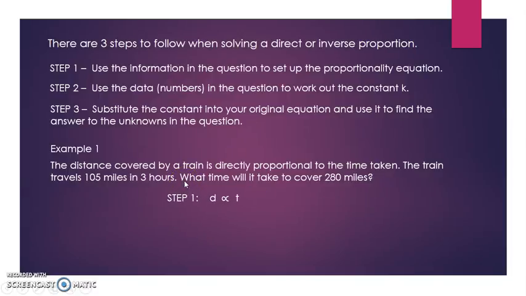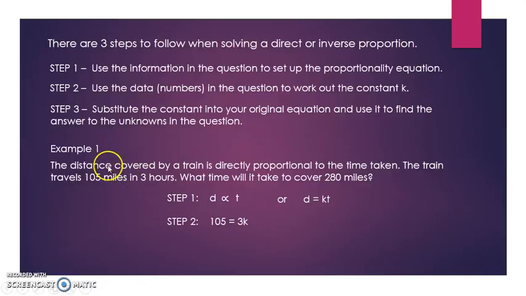Let's start with step 1 and set up the proportionality equation. We know it's a question about direct proportion. So the distance is directly proportional to the time. If we introduce our constant, we can say distance equals the constant multiplied by time. Okay, step 2, we're going to find out our constant.